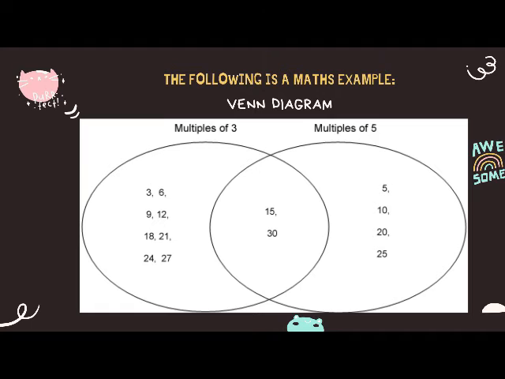So the next example we have multiples of 3 and multiples of 5. So when we multiply by 3, we have 3, 6, 9, 12, 18, 21, 24, 27. And then when we multiply by 5, we have 5, 10, 20, and 25. And the similarities between them are 15 and 30.